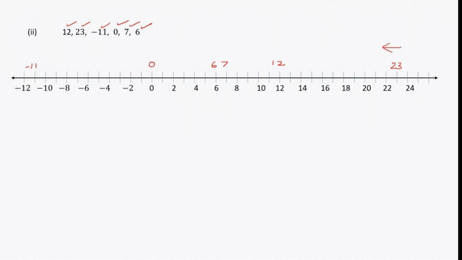Okay, descending order means we move this way. So let's start. 23 is greater than 12, is greater than 7, greater than 6, greater than 0, and greater than minus 11. Question 10.